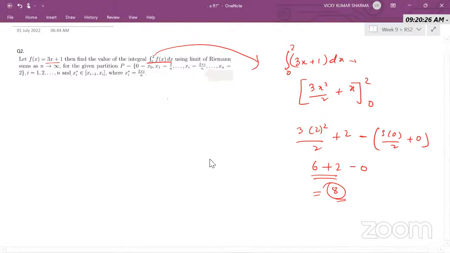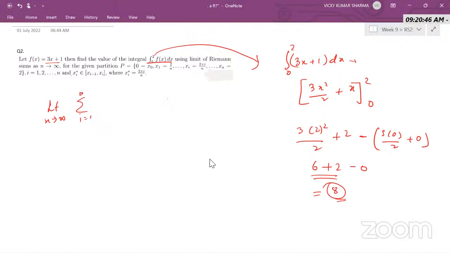Yes, sir. Please, let's show. Do it with the Riemann sum also. So how do you do it with the Riemann sum? You see this: the Riemann sum formula tells you limit n tends to infinity. We should get the same answer even if we are using the Riemann sum, right? This is what we are saying. It is a bit lengthy process, but still doable, right?